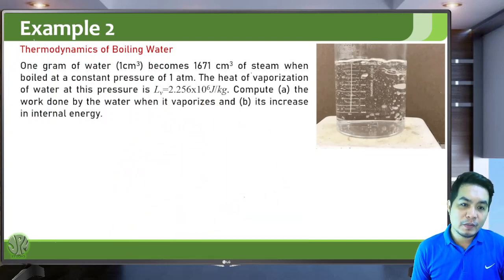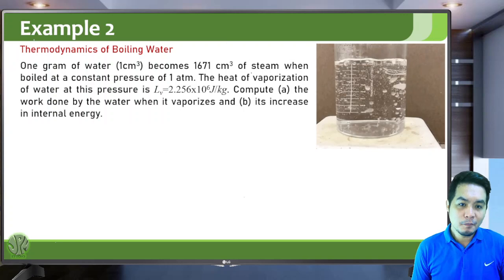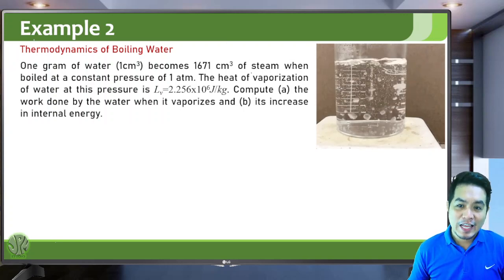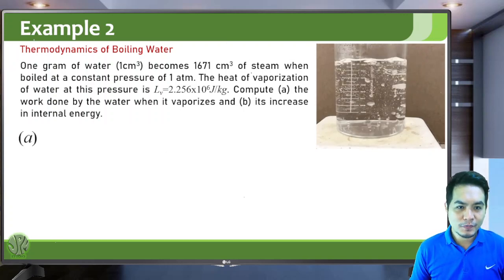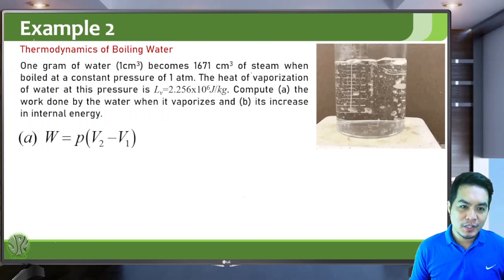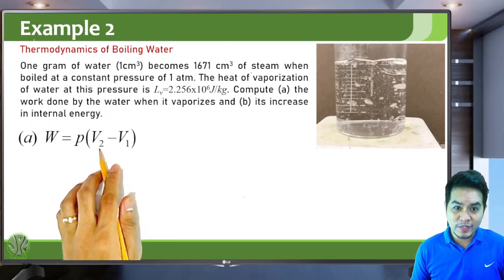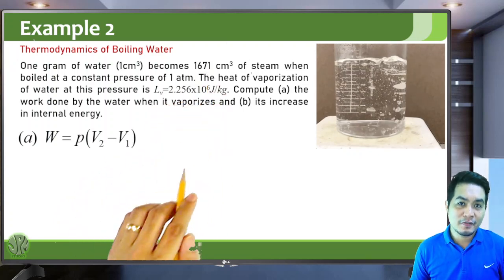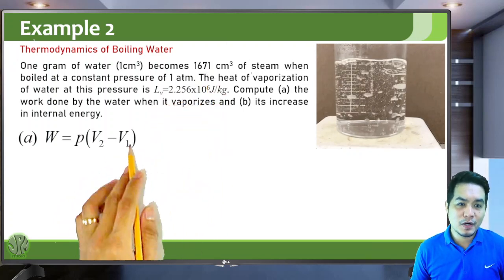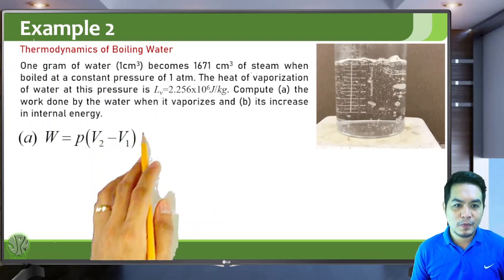So compute the work done by the water when it vaporizes and its increase in internal energy. For letter A, work done. It's just the pressure times the change in volume, V2 minus V1. V2 is 1,671 ml or cubic centimeters. V1 is 1 cubic centimeter. The pressure is 1 atm.